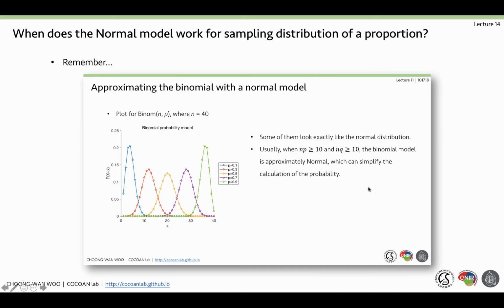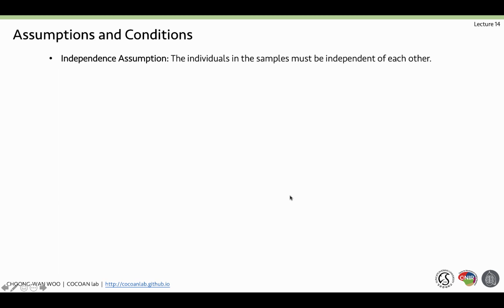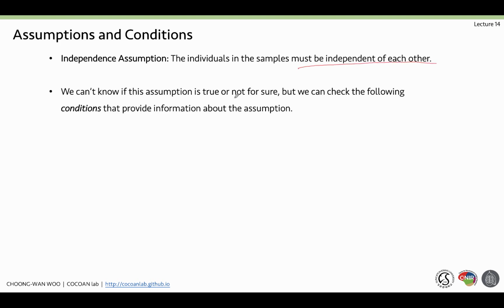And you might remember that we talked about approximating the binomial with the normal model when n times p, or n times q, is larger than 10. And this applies to this question in the same manner. So when n times p is larger than 10, we can use the normal model for a proportion. And there's another assumption in addition to this size. That's the independence assumption. That means the individuals in the samples must be independent of each other.